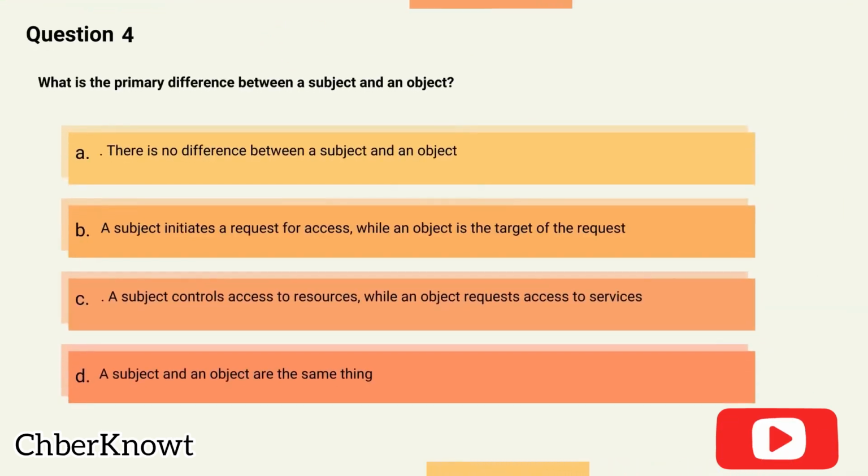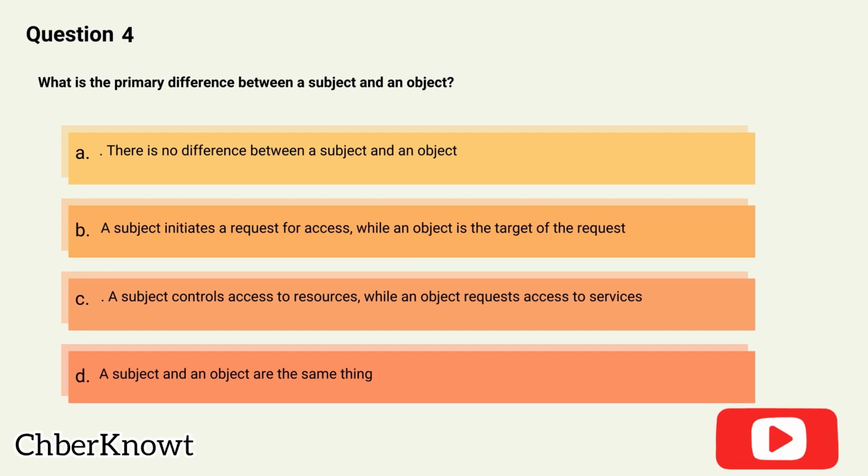Question 4. What is the primary difference between a subject and an object? Option A. There's no difference between a subject and an object. Option B. A subject initiates a request for access, while an object is the target of the request. Option C. A subject controls access to resources, while an object requests access to services. Option D. A subject and an object are the same thing.